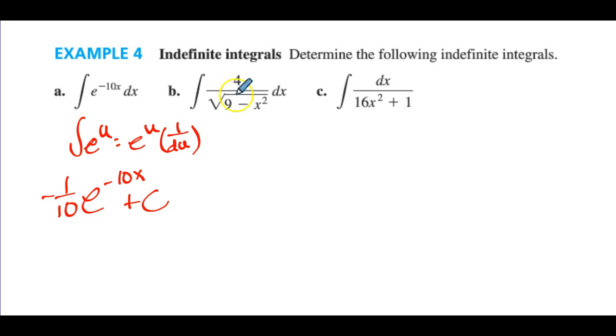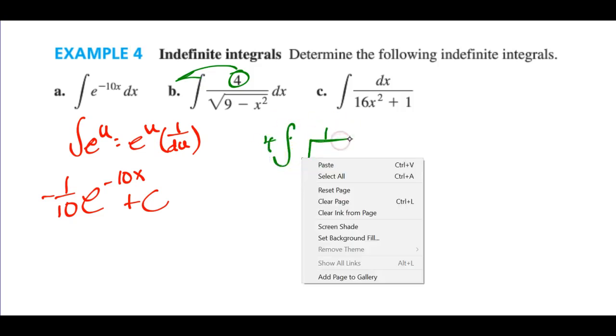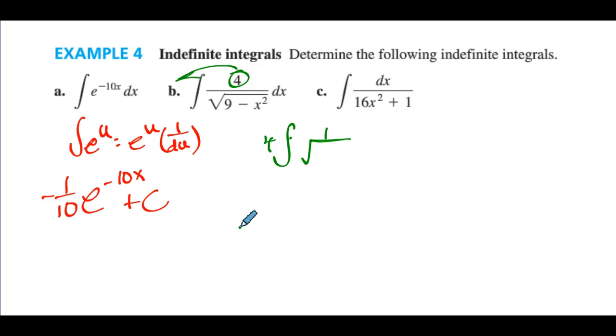This guy, I would just pop out a 4, and I'm looking at the integral of 1 over the square root of, I'm going to write it as 3 squared minus x squared, so you can see the a term is 3, because that fits my definition, a squared minus x squared.